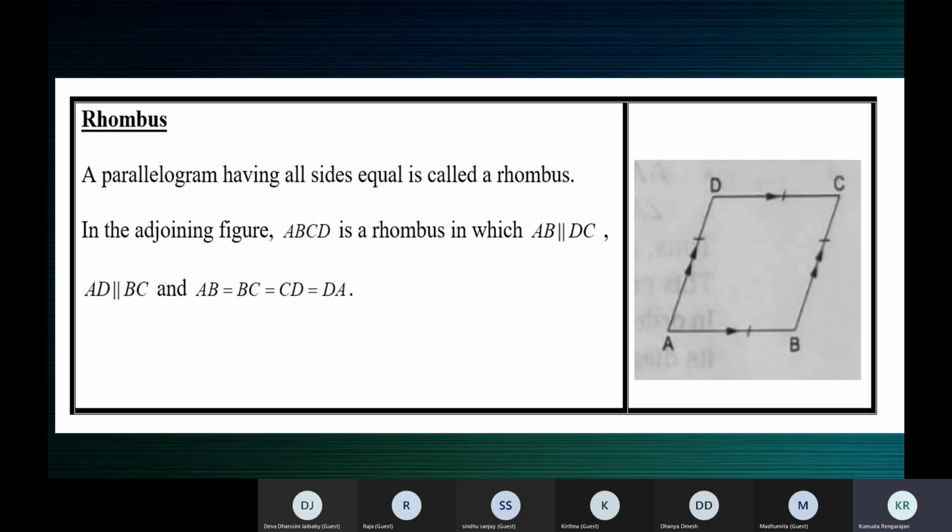All right, the other properties are just like a parallelogram. Diagonals are unequal. Diagonals bisect each other at right angles. So same thing, all sides equal, opposite angles equal, opposite sides are also equal. Adjacent angles are supplementary. All right, children, let's move to the next one.